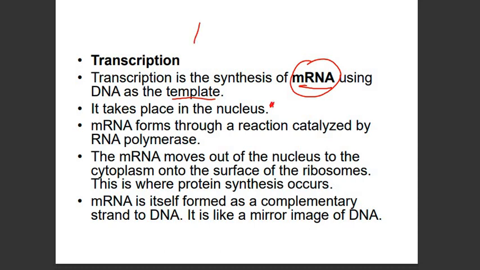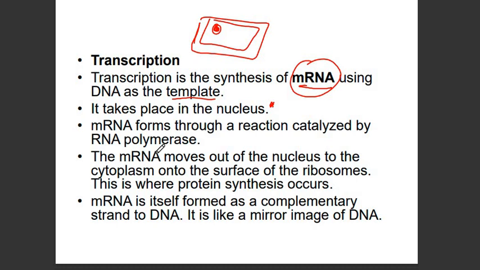You remember how you used to draw the cells in high school? You have the cytoplasm, the cell wall, the cell membrane, and the nucleus somewhere. So in the nucleus, that's why you find mRNA. And it's catalyzed, so we're saying it forms through a catalyzed reaction by RNA polymerase. So RNA polymerase is simply the enzyme responsible for the formation of mRNA. So the mRNA moves out of the nucleus to the cytoplasm onto the surface of the ribosome. This is where the protein synthesis occurs.